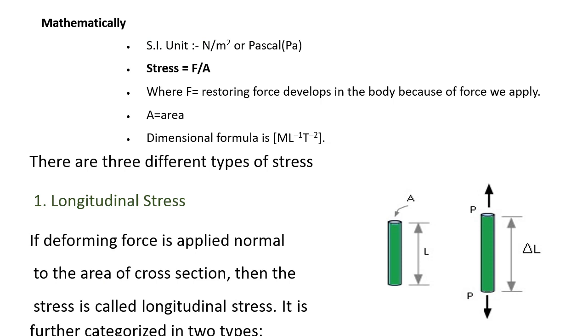Mathematically, stress is equal to force upon area. Therefore, its SI unit will be Newton per meter square and CGS unit is Dyne per centimeter square. The dimensional formula therefore will be ML^-1 T^-2.